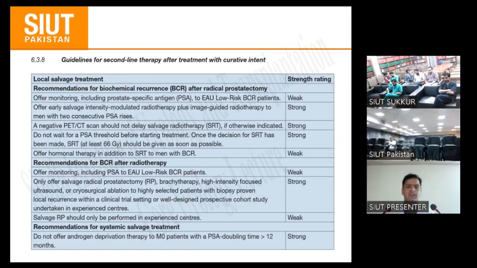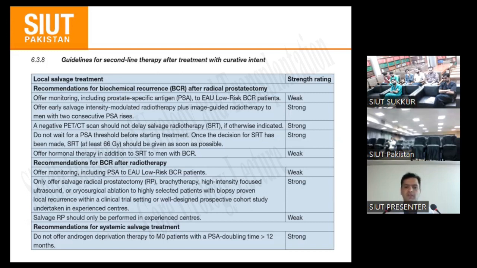Recommendations for biochemical recurrence after radiotherapy. Offer monitoring, including PSA, to EAU low-risk BCR patients; weak strength. Only offer salvage radical prostatectomy, brachytherapy, high-intensity focused ultrasound, or cryosurgical ablation to highly selected patients with biopsy-proven local recurrence within a clinical trial setting or well-designed prospective cohort study undertaken in experienced centers; strong strength. Salvage radical prostatectomy should only be performed in experienced centers; weak strength.